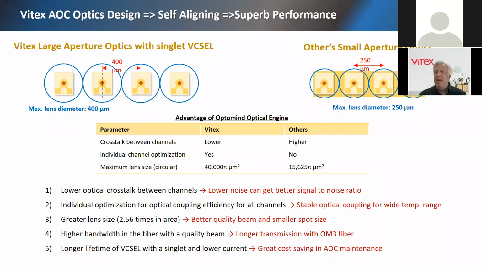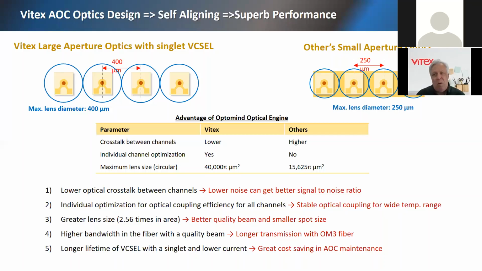Okay. So basically what we've done is we've used our experience in video over fiber to create a new platform for these VCSELs. On a DSP, you have a single VCSEL array with 4 VCSELs that communicate. That's a max lens diameter of about 250 micron, and we have a max lens diameter of 400. So we have a lot more real estate. We also space them wider apart.